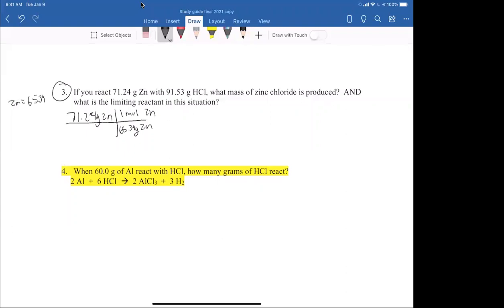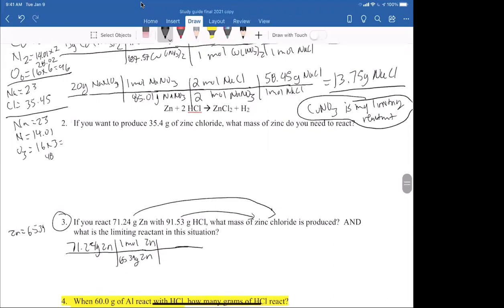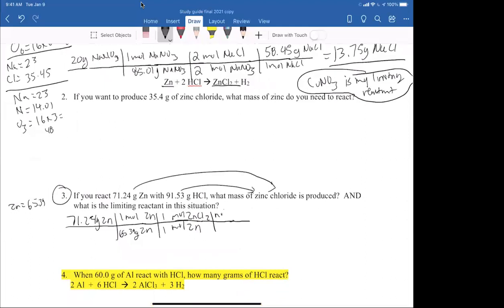Okay. And then you're going from zinc to zinc chloride, hydrochloric acid to zinc chloride. Zinc chloride, by the way, is right here, ZnCl2. So it's going to be mole to mole. And both of these don't have coefficients, so it's just going to be 1 mole, 1 mole. You want to get rid of zinc, so zinc has to go at the bottom. You want zinc chloride, so ZnCl2 goes at the top. And then we're going to do the molar mass of zinc chloride over 1 mole of zinc chloride.